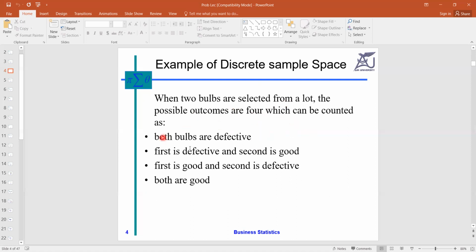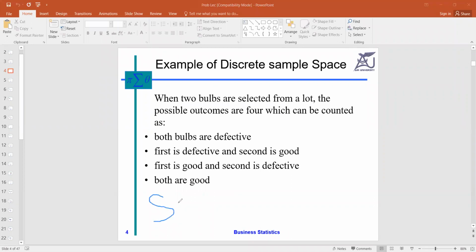Both bulbs can be defective. Either the first one is defective and the second might be good. Or the first might be good and the second might be defective. Or both can be good. So there is no other possibility. We can write these four possibilities with the S notation in curly braces, and we can say this is the statistical sample space.